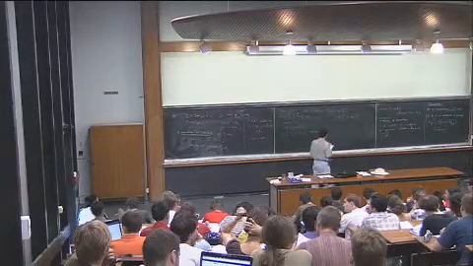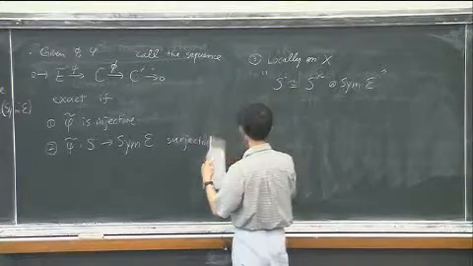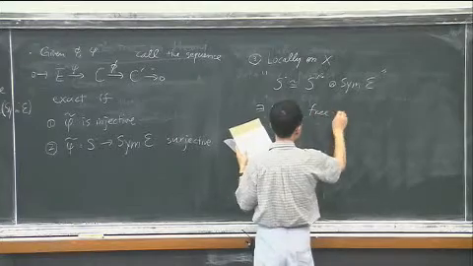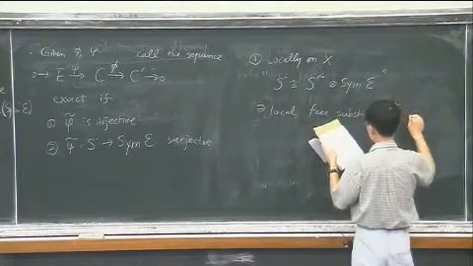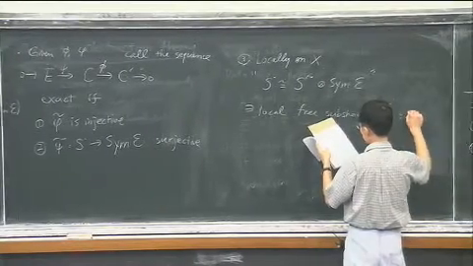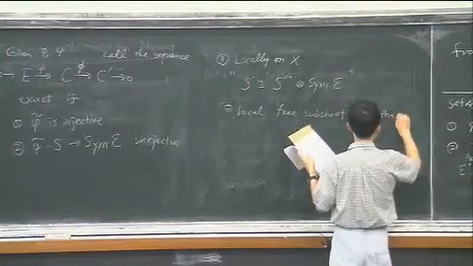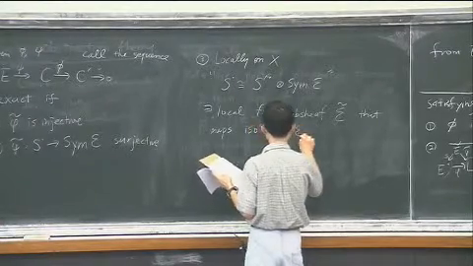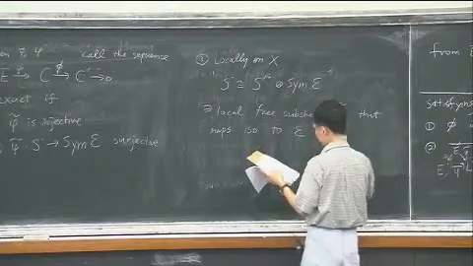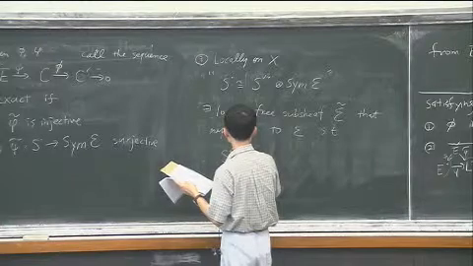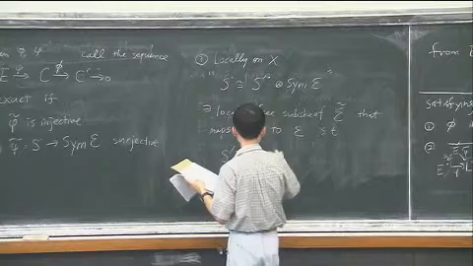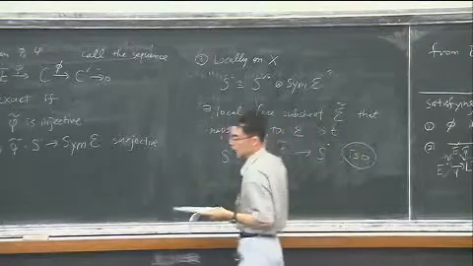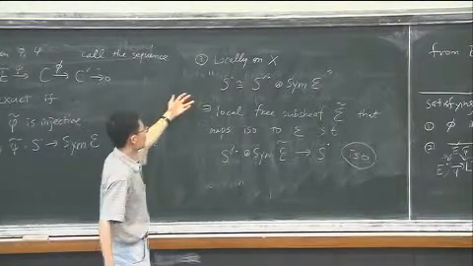Okay, so to say this more carefully, I can say the following. Locally on X, there exists a locally free subsheaf E tilde, which maps isomorphically to E, such that S prime dot tensor, tilde, is an isomorphism. So that's basically what I said here, in more down-to-earth terms.